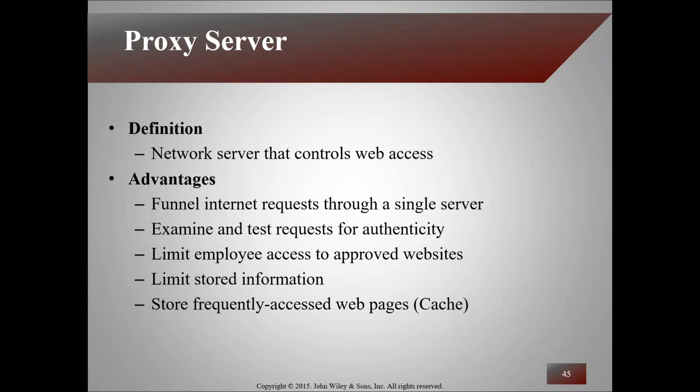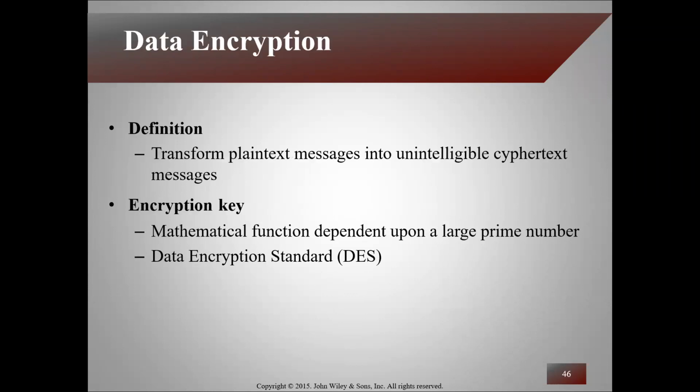Next, we'll discuss data encryption. To safeguard transmitted data, businesses often use data encryption techniques that transform plain text messages into unintelligible ciphertext. The receiving station then decodes the encrypted messages back into plain text for use. The method that computers use to transform plain text into ciphertext is called the encryption key. This is typically a mathematical function that depends on a large prime number.